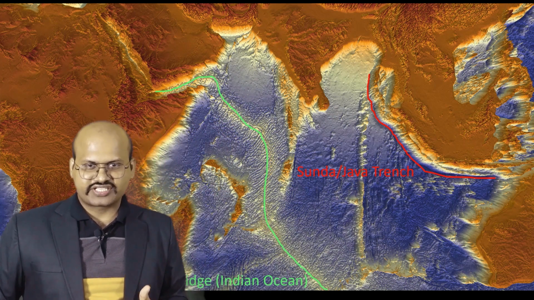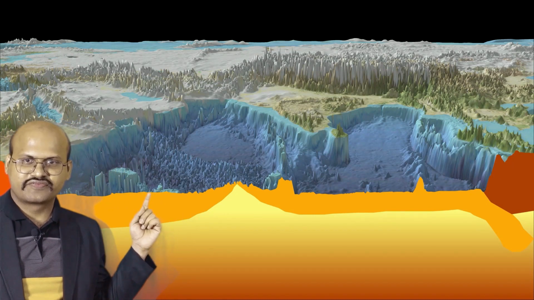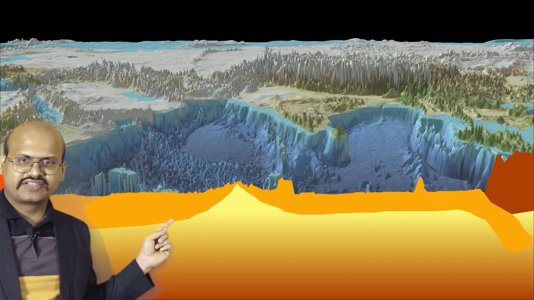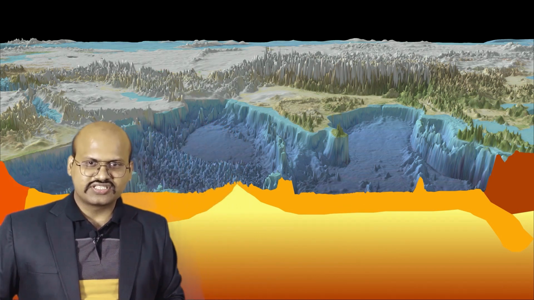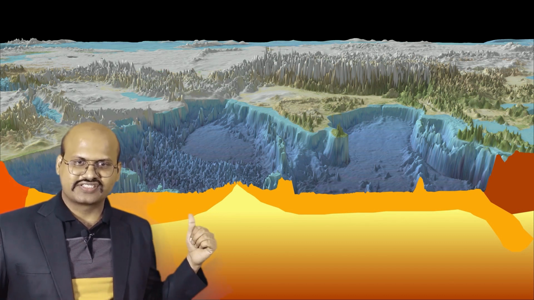If you see the cross-section of Indian Ocean, we can see that here is the mid-oceanic ridge, which we were talking about. And this seafloor moves across, reaches the Sunda Trench, and then descends into asthenosphere. So this is how the seafloor of Indian Ocean is formed at the mid-oceanic ridge and destroyed. Similarly, oceans across the world are formed at the mid-oceanic ridge and destroyed at some trenches.